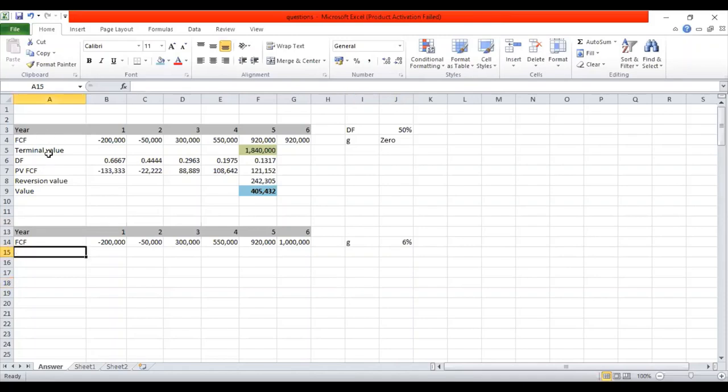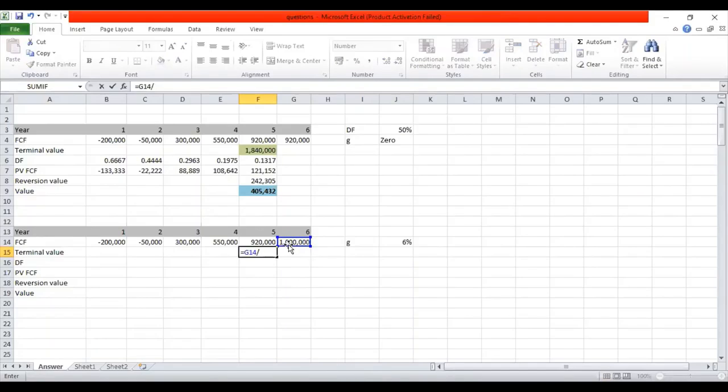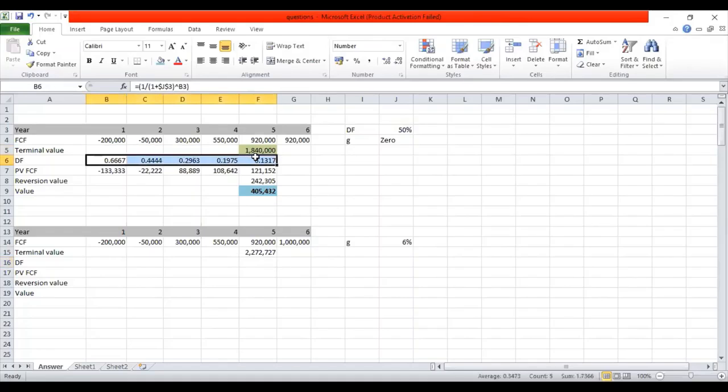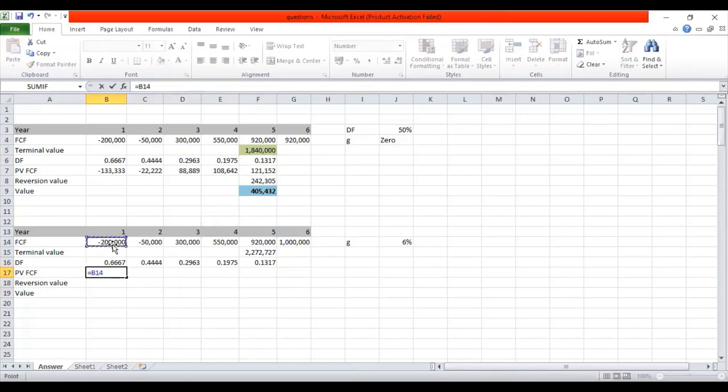So how do we calculate the terminal value? The terminal value would be equal to 1000 divided by R minus G. So here the discounting factor is 50%, the growth rate is 6%. So this would be your terminal value. And then, like the previous example, we can take the discounting factors and we can calculate the present value.